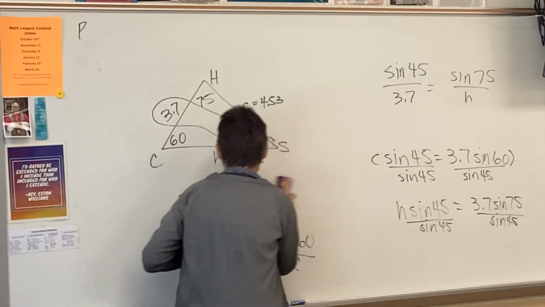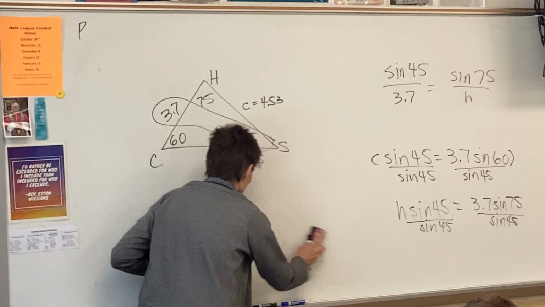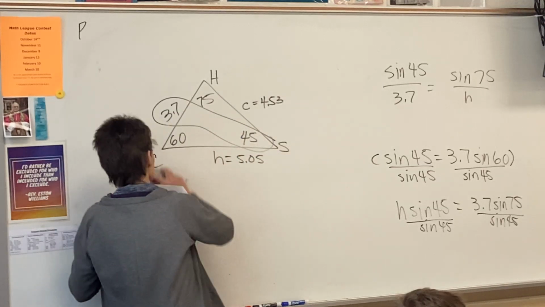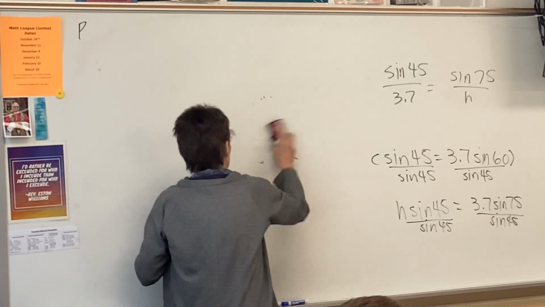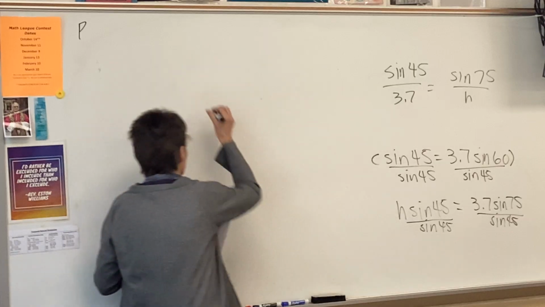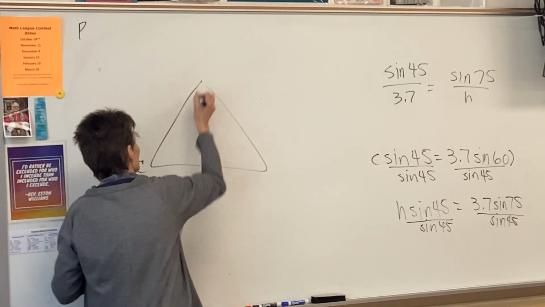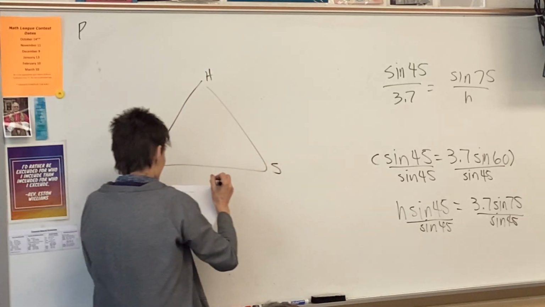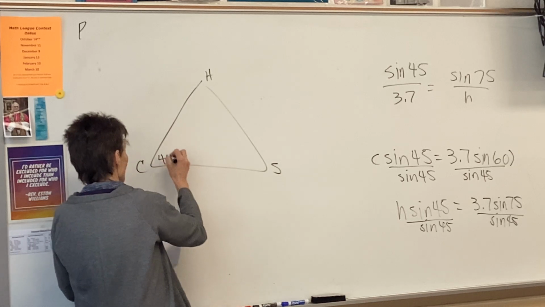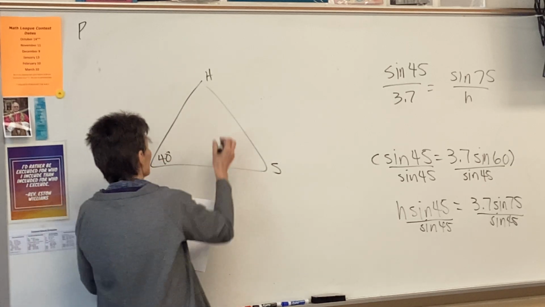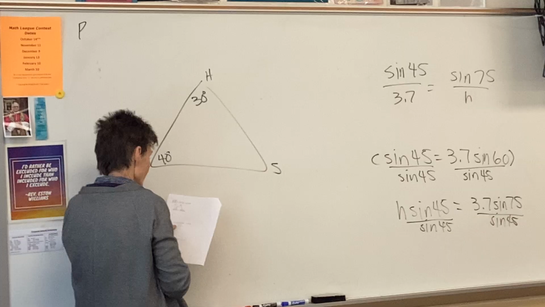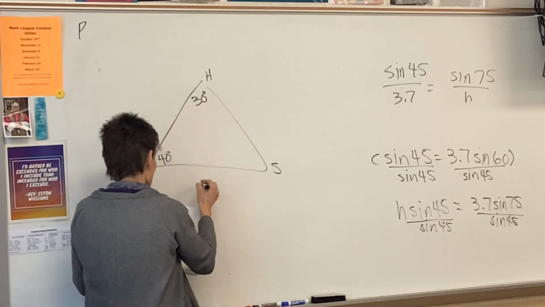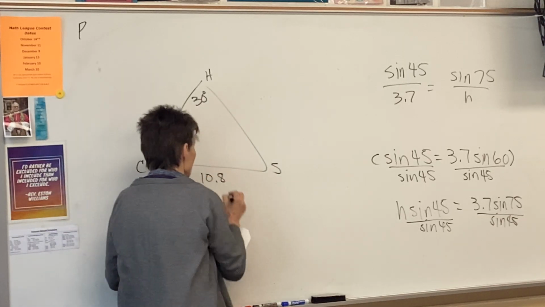This one I didn't draw for you, but it doesn't matter, you can draw it. It's triangle CHS. And angle C is 40, angle H is 30, and side H is 10.8.